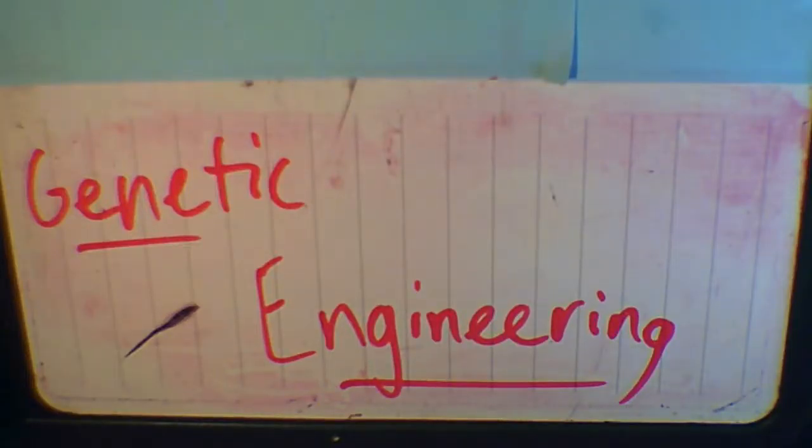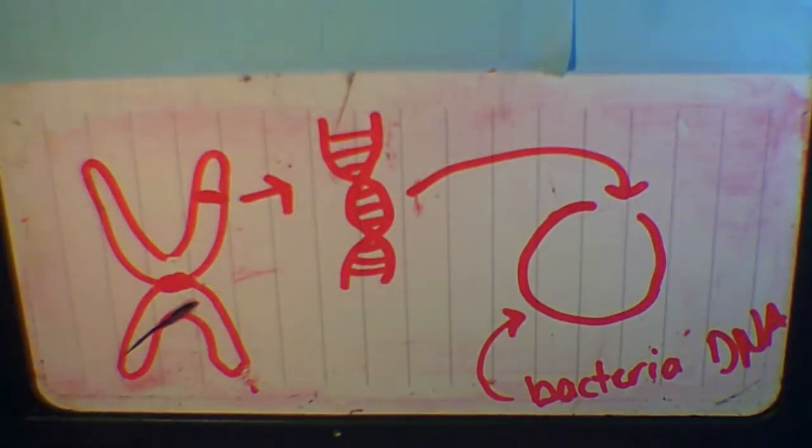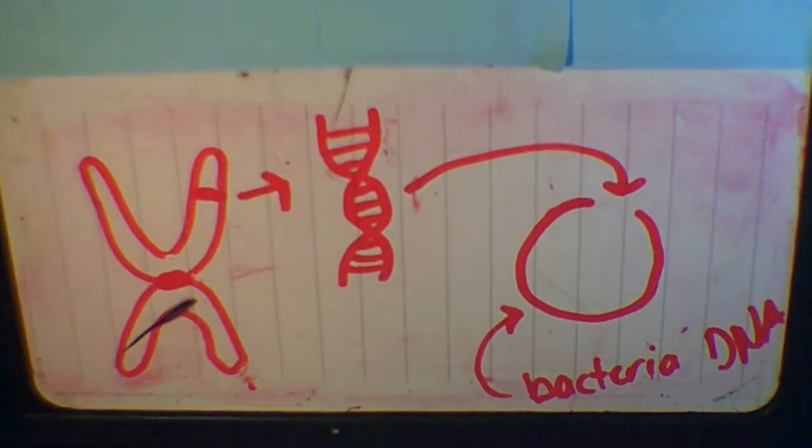What is genetic engineering exactly? Well, it's simple. Genetic engineering is when a gene from one organism is implanted into another. For example, humans genetically engineer bacteria by extracting the DNA that codes for making insulin and inserting it into bacterial DNA.